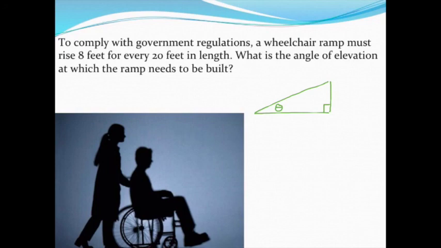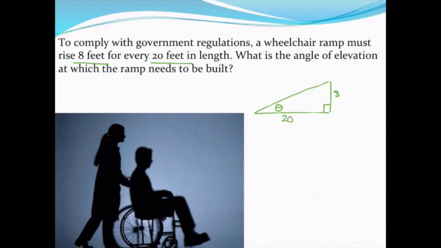Now, sometimes the wording in this can be a bit tricky. So let's do our best to make sure that our numbers end up in the right spot. It tells me that my ramp must rise 8 feet for every 20 feet in length. So in this case, they're kind of giving me a rise over a run. So I'm going to say a rise of 8 for a run of 20 feet.